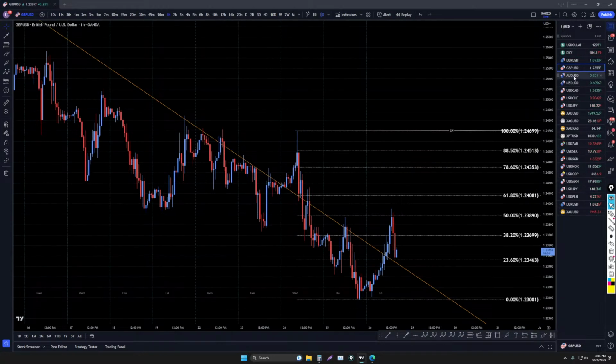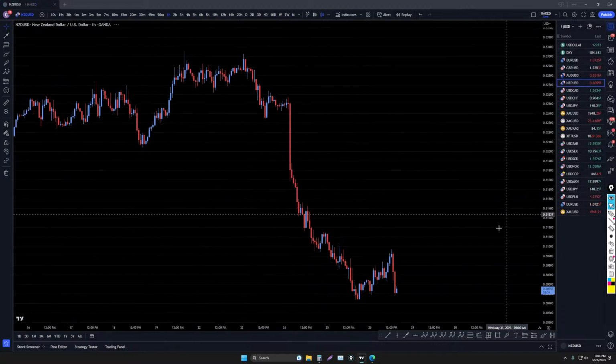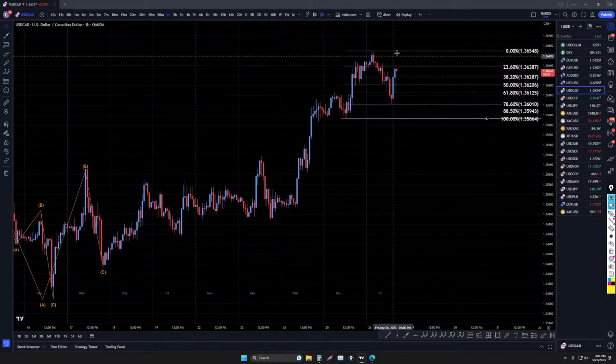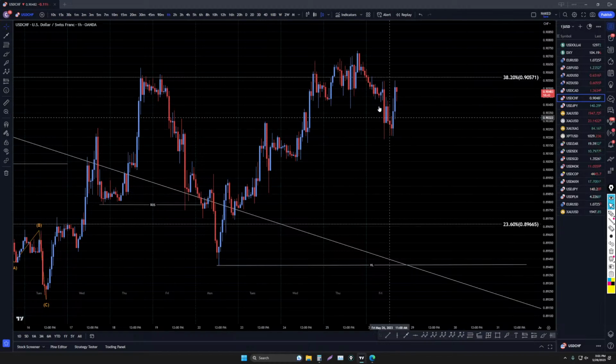Yeah, pound dollar, kind of the same. Kiwi dollar is already almost down there. US dollar Canadian. Yeah, see, that turned out pretty good, the US dollar Canadian trade. US dollar Swiss, not really doing too much. This is the one I entered. Yeah, because it made 3 waves down with a break of structure and it was at a fib level.